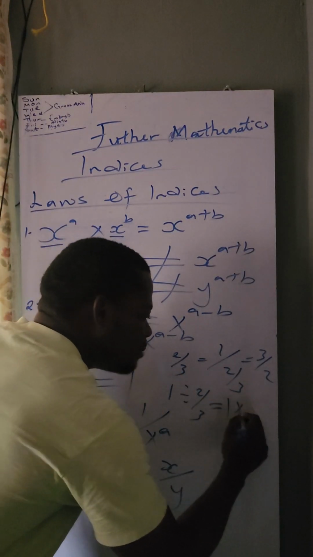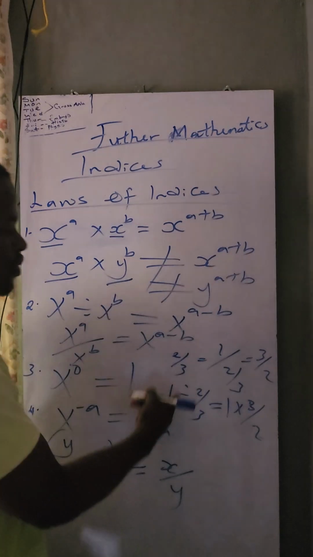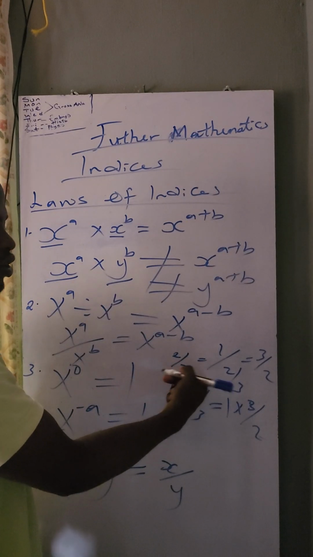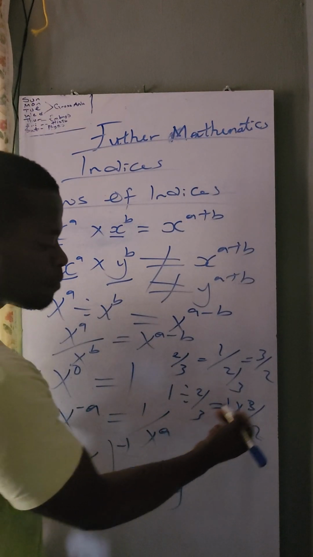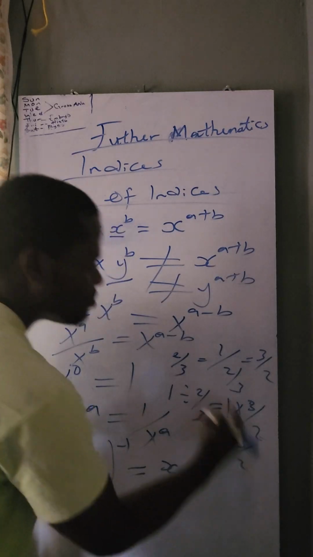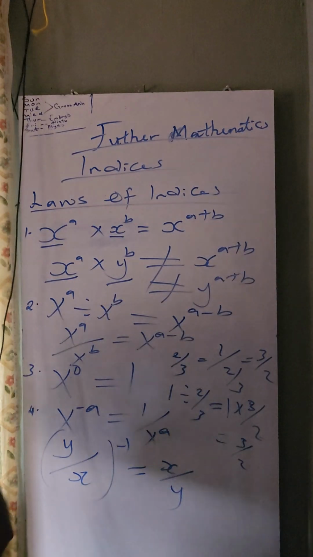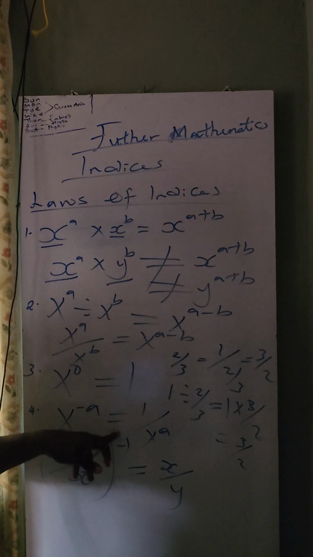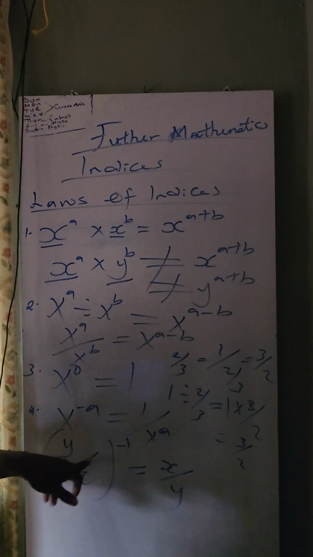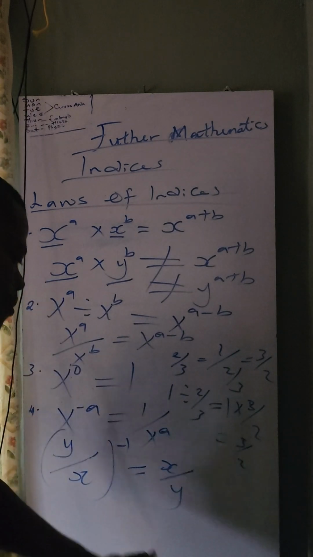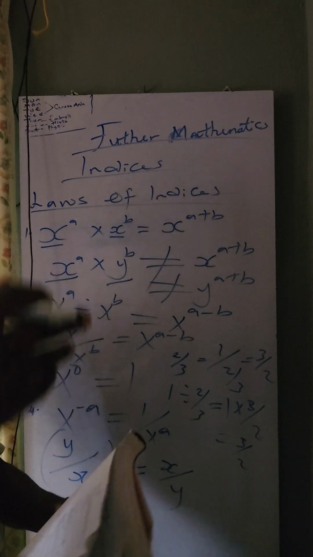This means I'm having 1 times 3 over 2. When division changes to multiplication, the numerator becomes the denominator and the denominator becomes the numerator. So that's why I'm having 3 over 2, or the inverse, the reciprocal. Don't forget that I said whenever you have minus, it means 1 over. So this one means 1 over y over x. That means it is going to change to x over y.